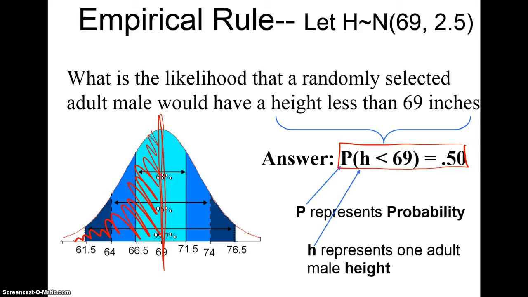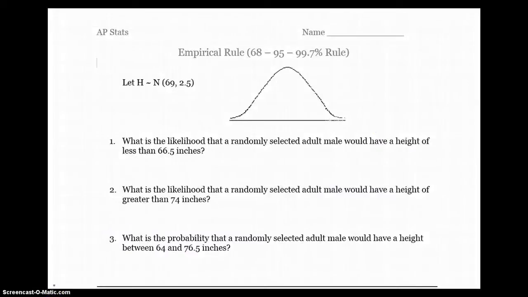Okay, now we're going to go ahead and look at some examples. So open your packet to what's now the first page in the packet, and we'll walk through some examples. Okay, so here's your worksheet, and this is the same data of the height of men. So our mean is 69 inches. So right here in the middle, we're going to label this as 69 inches.